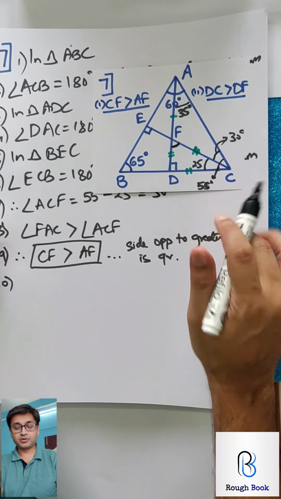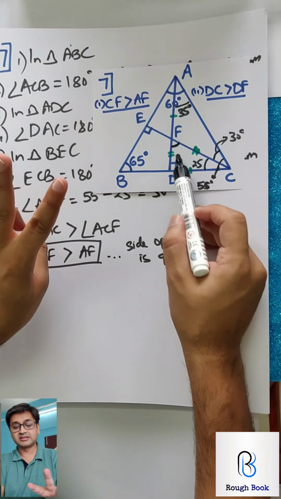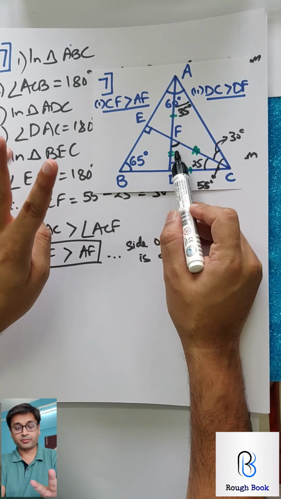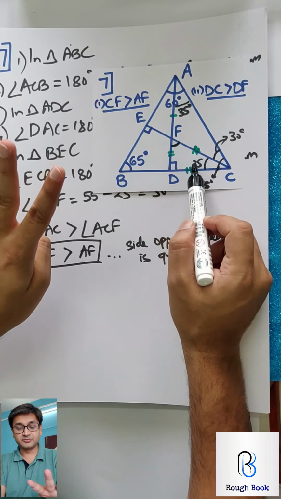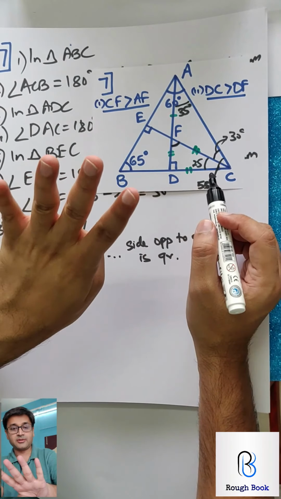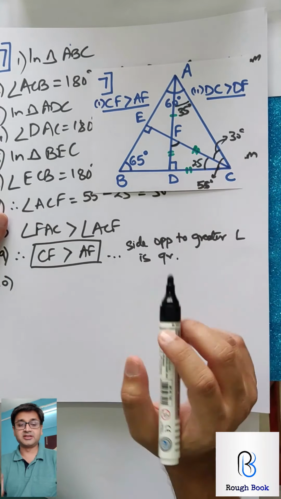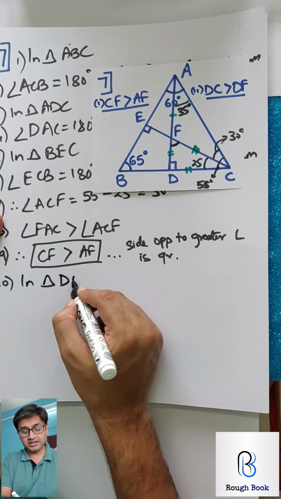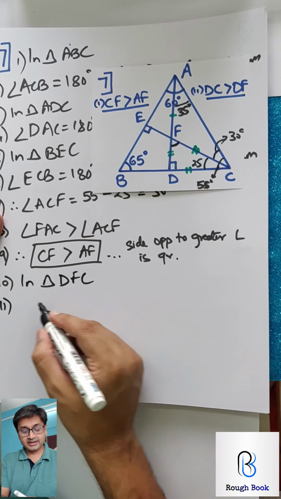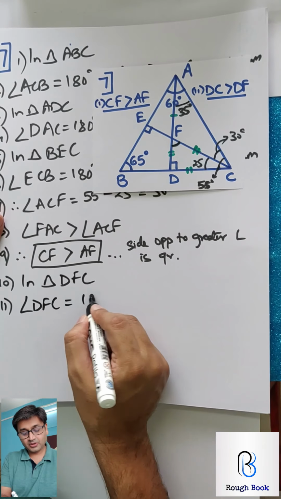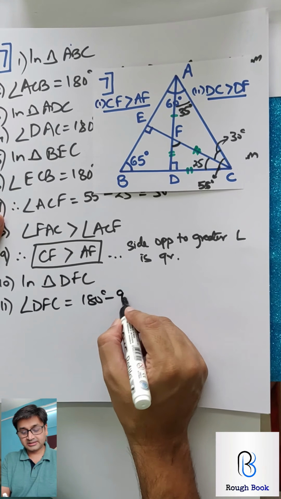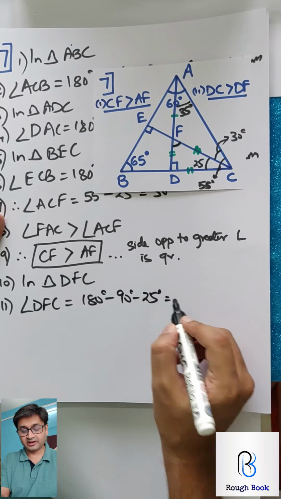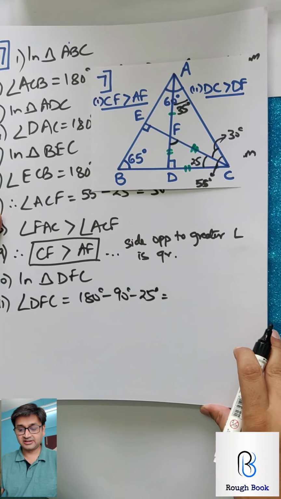So first step you will say in triangle so and so. Second step, find this angle by angle sum property. Third step, say whichever is bigger. Fourth step, the side. So 4 steps you should manage to get DC greater than DF. Come on, hit it. So in triangle DFC, angle sum property DFC 180 minus 90 minus 25. So how much will that be? 65, I guess.